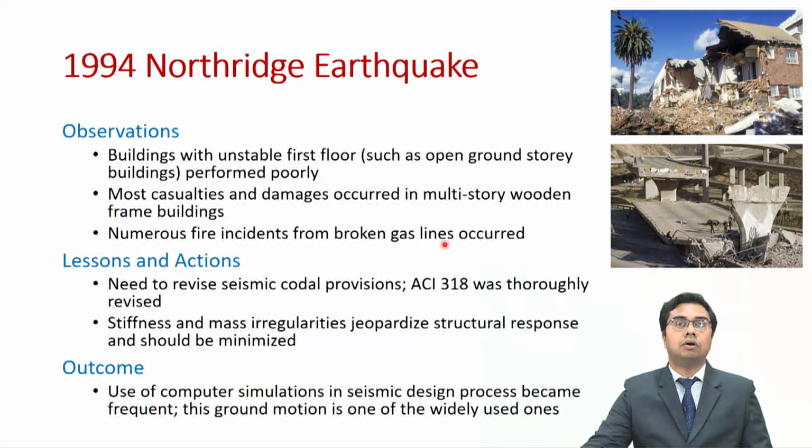So from here onwards, there was a need to revise seismic code provisions, and ACI 318 was thoroughly revised after this earthquake. We also understood from the failure of various open ground story buildings that stiffness and mass irregularities jeopardize structural response, and these should be minimized. We will learn about these stiffness and mass irregularities in the upcoming class.